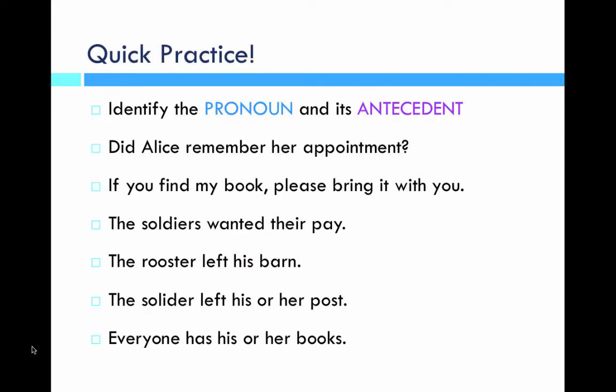So let's practice this really quick. Look over these sentences and identify which ones are the pronouns and which ones are the antecedents. You should pause the video right now and write these down in your notes.